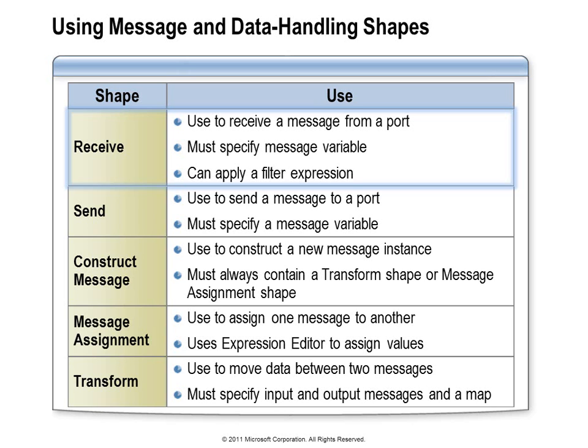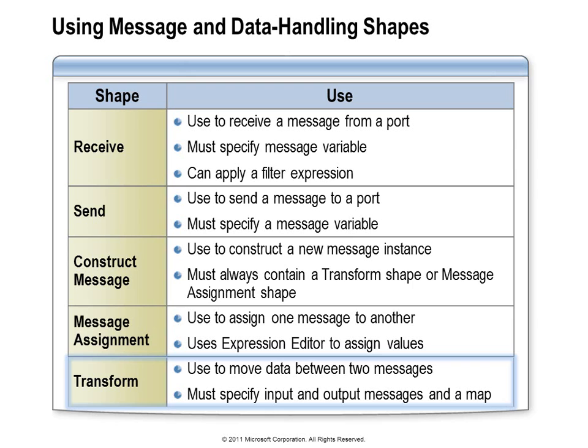Okay, I'm going to take these a little bit out of order. The next shape that we need to talk about is the transform shape. The transform shape allows us to pass a message through a map to create a new message. So when we add this shape to our surface, we're going to need to configure it and pass it one variable representing the source message and one variable representing the destination message. And of course, we'll need to provide it the name of the map that it should execute for the transformation.